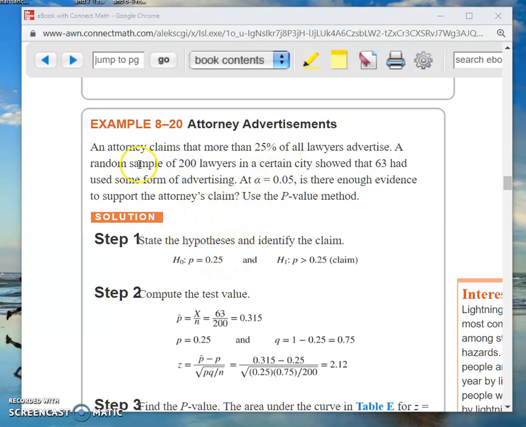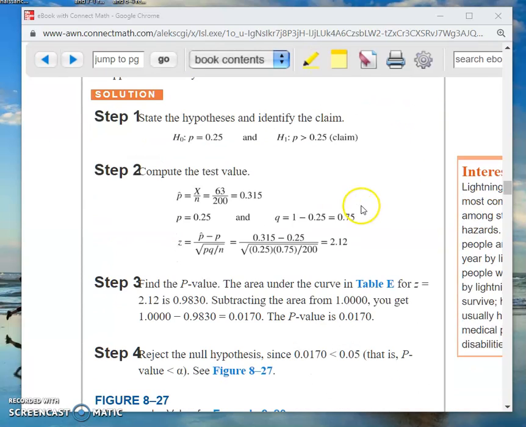You go out there and you get a random sample of 200 lawyers, and out of the 200, 63 used some form of advertising. So my P hat, my successes over N, is 63 over 200. We're going to consider this problem at an alpha of 0.05, and we ask the question, is there enough evidence to support the claim? Here's the claim, that P is greater than 0.25, is greater than the 25%. Okay, so it's just a matter of cranking it out, really.